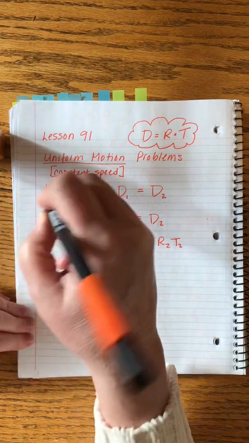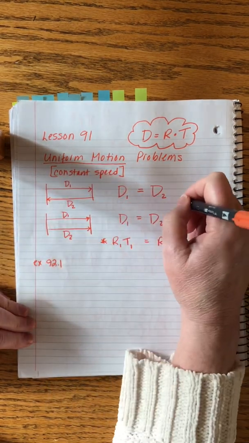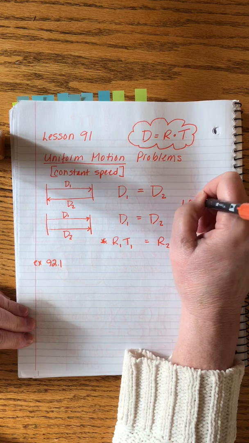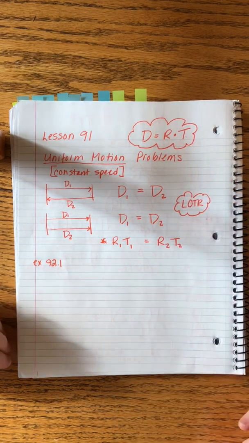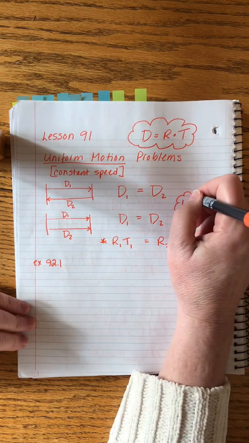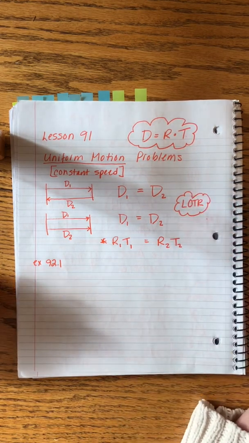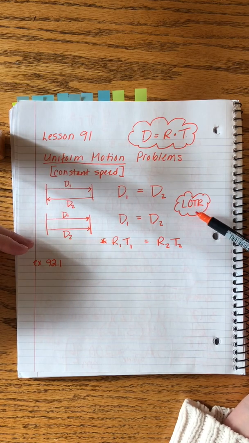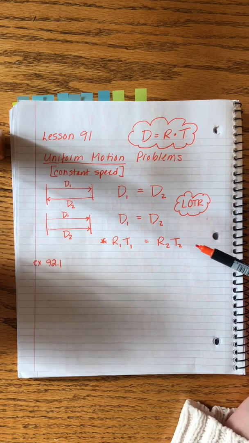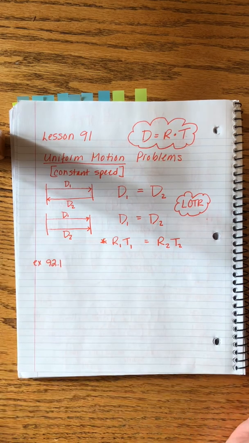Okay, so this style is our Lord of the Rings style. I hope you've all seen the movie, know the story. That will help you a lot. Okay, we've got 3 different versions of these uniform motion problems, and they all are affiliated with a particular story that you'll be familiar with. I hope.